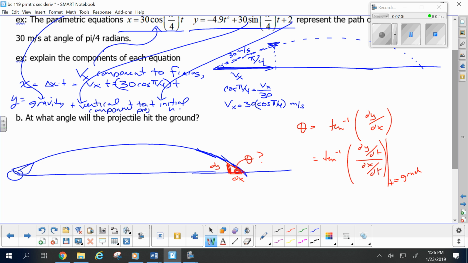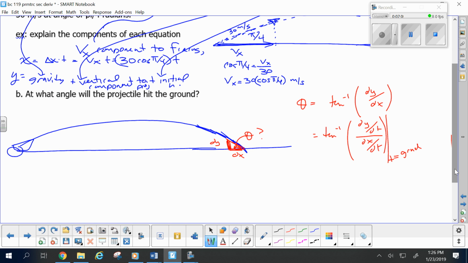All right, so it feels like to me we have four components to this. We really first and foremost need to know when it hits the ground. I can't find dy/dt or dx/dt at the instant unless I know the instant. So let's find when it hits the ground. When it hits the ground, what do you know? X or y? Y. Y is 0.